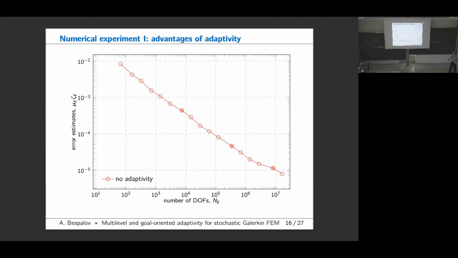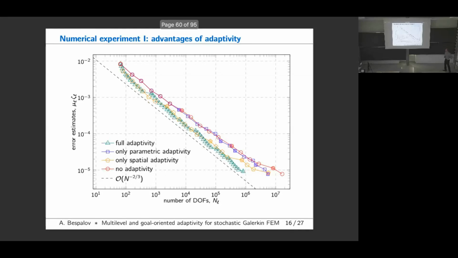So you run adaptive goal-oriented stochastic Galerkin without any adaptivity. So you do uniform refinement, it converges obviously. If you do only spatial adaptivity, it converges a little bit faster, but then convergence slows down due to the curse of dimensionality. If you do only parametric adaptivity, the convergence is faster than for only spatial adaptivity, but of course the best is done with full adaptivity in space and parameter domain.